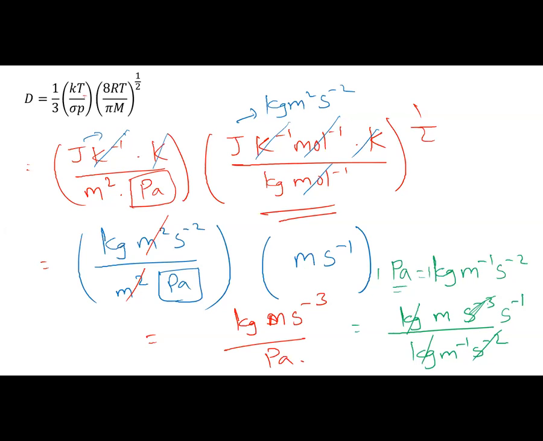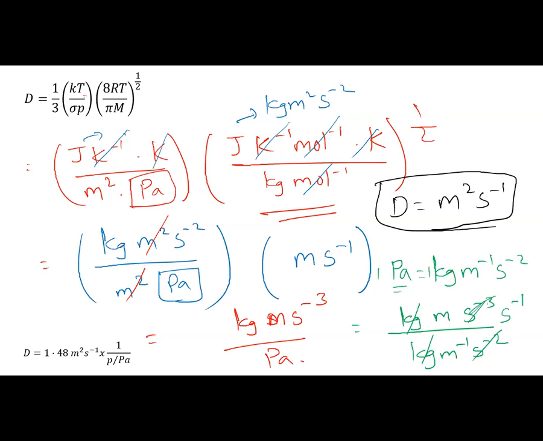So the overall units for diffusion coefficient is going to be D in terms of meter squared per second. So if we input the pressure in terms of Pascal, these are the units of diffusion coefficient. So yep, these are the units. So you have to write it as D is equal to 1.48 times meter squared per second times 1 over P in terms of Pascal.